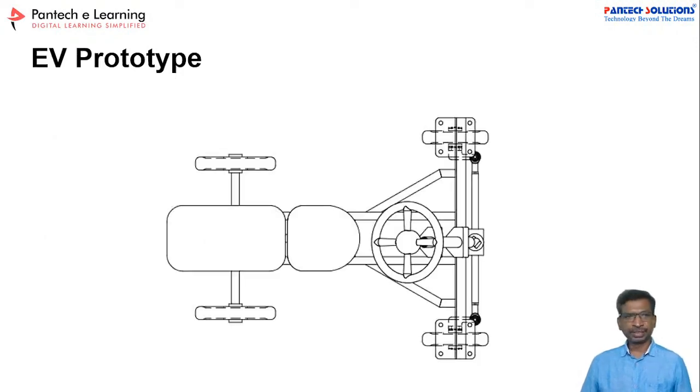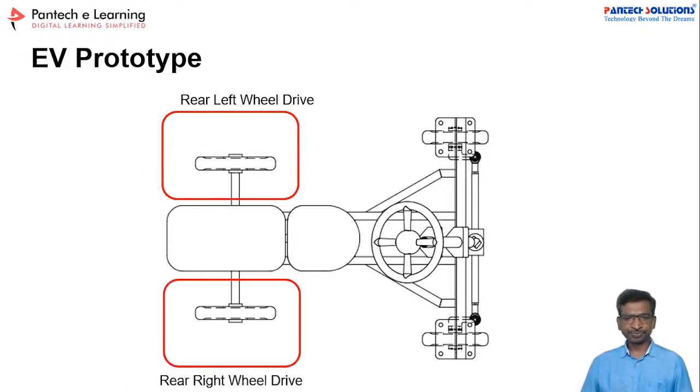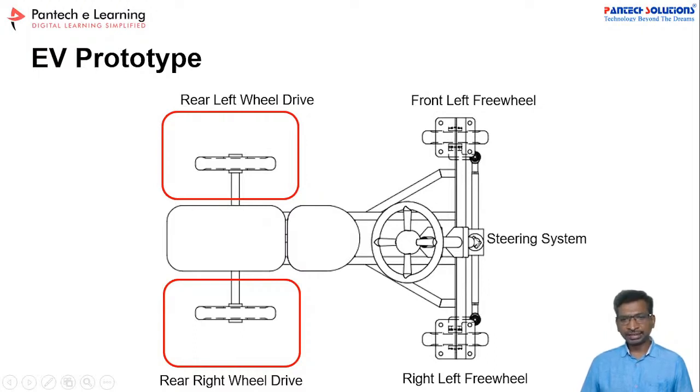Right. So this is our EV prototype. It's a basic model we have selected. This is the rear left wheel drive, and similarly this is the right wheel drive. Next, the two front wheels are free wheels, used only for direction control. And after that, this is the steering system.